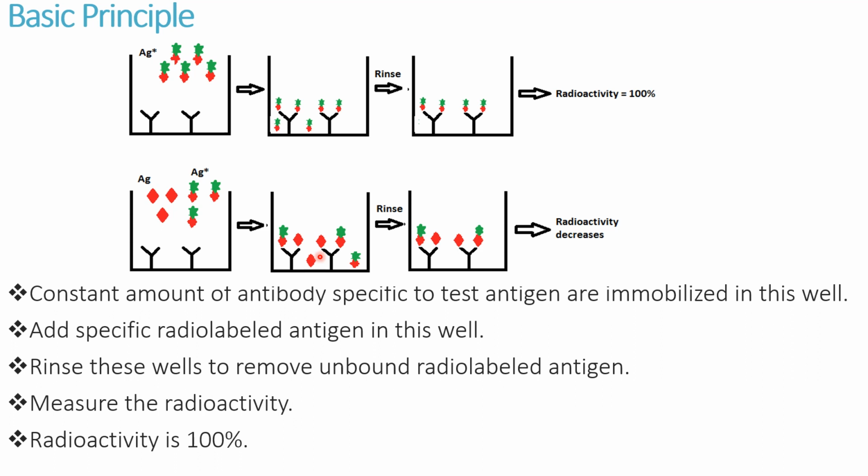Now, some of the antigen binding sites will be occupied by unlabeled antigen. Again, after binding takes place, the well is rinsed to remove any unbound antigen. If we now measure the radioactivity of this well, it will not be 100%. It will decrease because the unlabeled antigen has replaced some of the radio-labeled antigen. This decrease in radioactivity tells us that the antigen is present in the test sample.